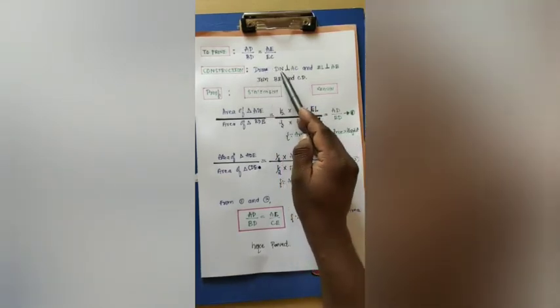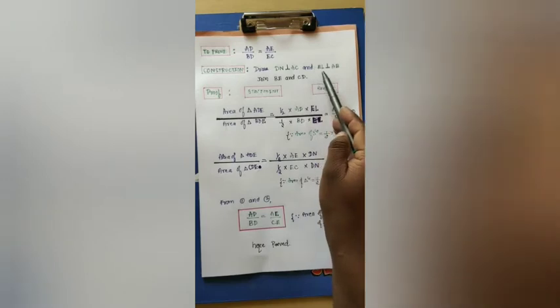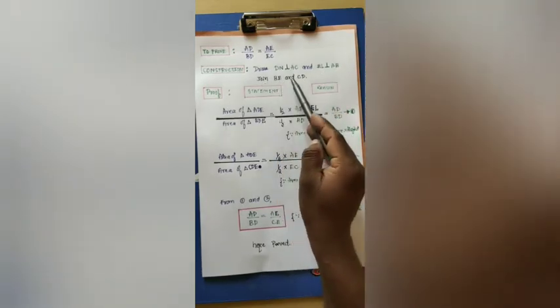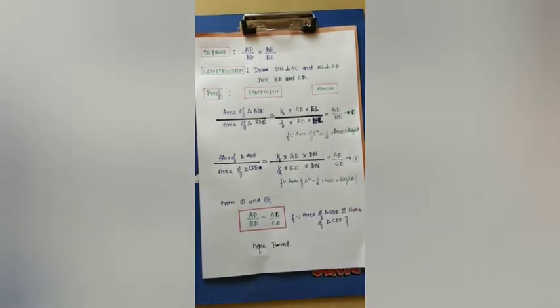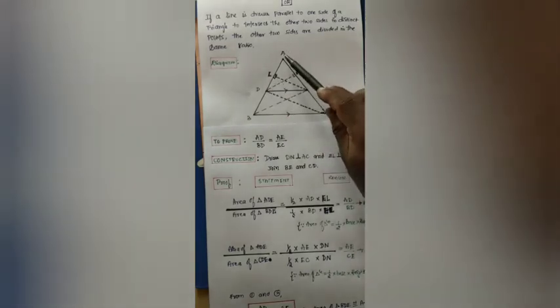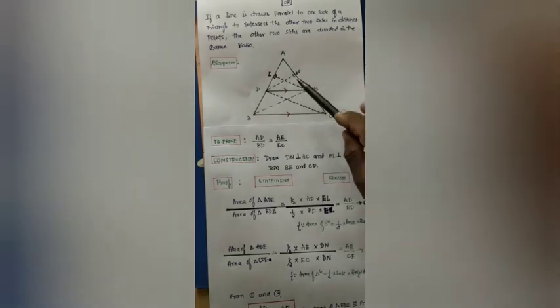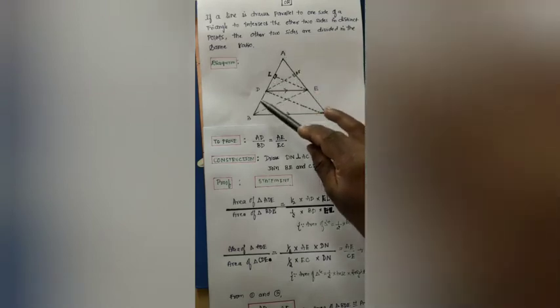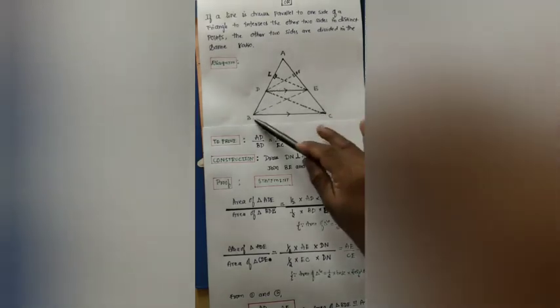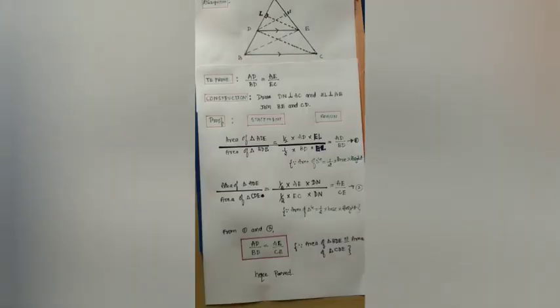Draw DN perpendicular to AC and EL perpendicular to AB. Join BE and CD. So here, DN is perpendicular to AC and EL is perpendicular to AB, and join BE and CD. Next we are going to do the proof.